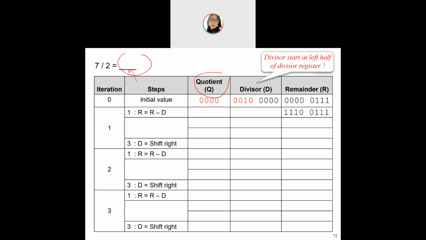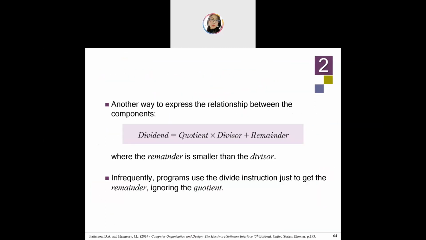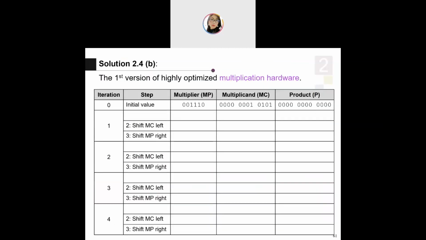Okay, I already asked you to do the example. I just want to see a very simple one for the multiplier. Division, later on we will discuss, because we want to go directly to the next subtopic later on. Okay.